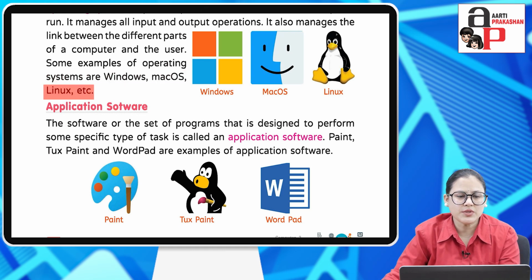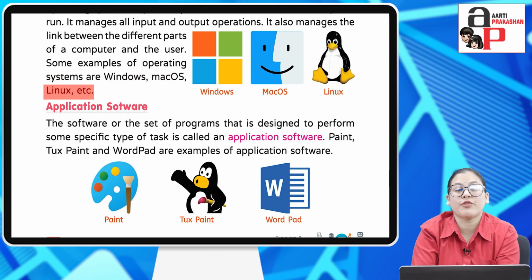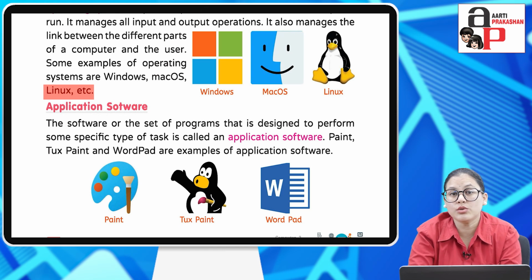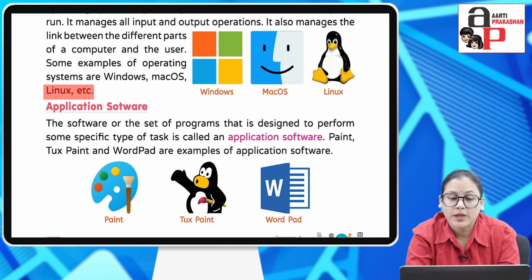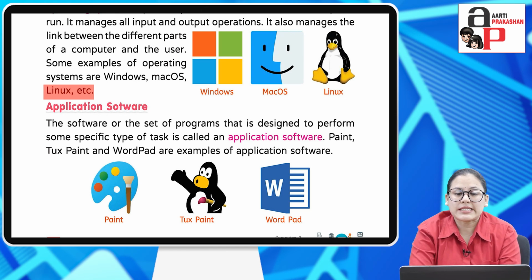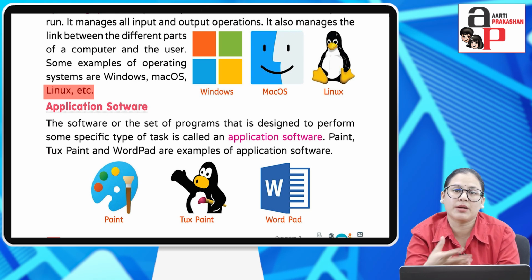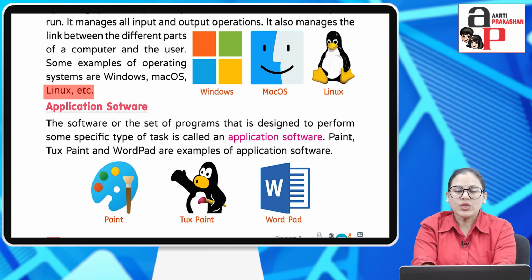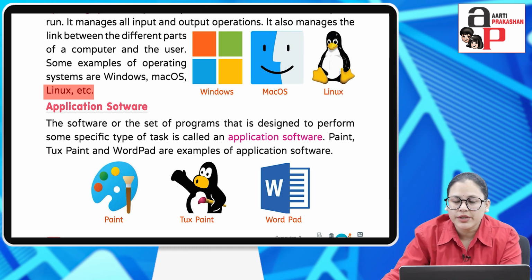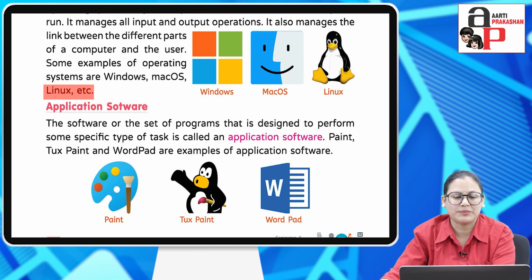Okay, so system software, of course, is a set of programs and it controls the overall working of a computer, right? Operating system is a part of system software that makes a computer run, which helps a computer to run. So Windows, Mac OS, pictures are given here, Linux, these are the operating systems, and these are the examples of system software.